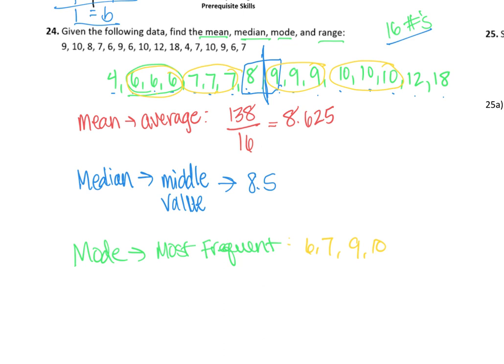And then last we have range. Range is your largest value, which is 18 in this case, minus your smallest value, which is 4. It's like the spread of your data going from lowest to highest. So 18 minus 4 is 12. So there's our little statistics review.